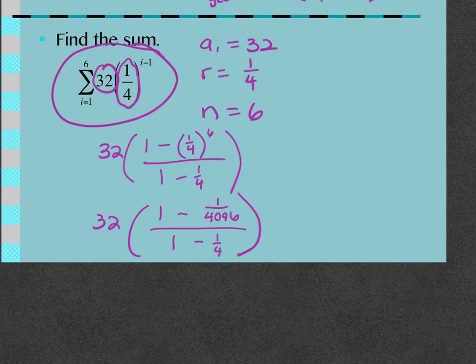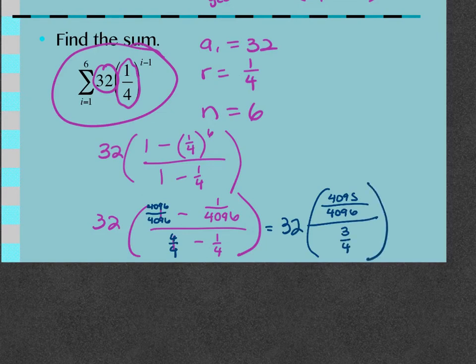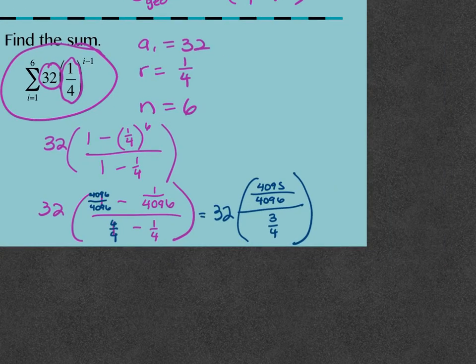Can I leave fractions within fractions? No. So I got to combine my numerator and my denominator and then keep, change, flip it, right? So this would be 4,096 over 4,096. And this is 4 over 4. So I get 32 times 4,095 over 4,096 over 3/4. I'm going to keep, change, flip the 4/3, or 3/4 becomes 4/3.